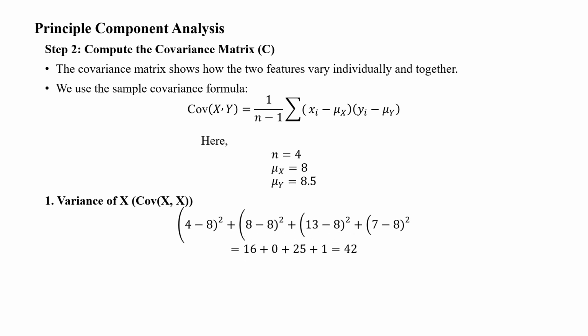Now let us calculate the variance of X, which is covariance of X with X. First, subtract the mean of X from each value and square the result. 4 minus 8 squared plus 8 minus 8 squared plus 13 minus 8 squared plus 7 minus 8 squared. This gives 16 plus 0 plus 25 plus 1. The total is 42. Now divide by n minus 1, which is 3. 42 divided by 3 equals 14.0. So, the variance of X is 14.0.